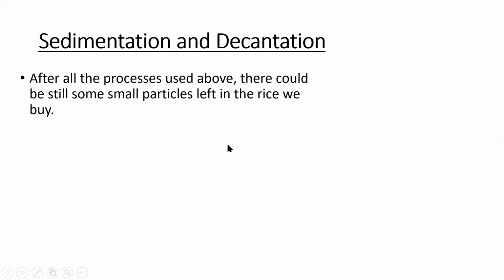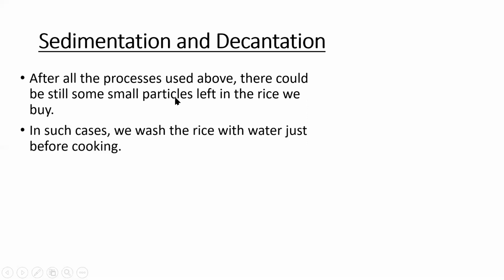Now, if the mixture is in the form of, say, solid and liquid, then we'll have to go for sedimentation and decantation. So let's try to understand these processes. Earlier we discussed the rice, right? So if we are hand picking impurities from the rice, winnowing and all things are carried out, even after carrying out all those processes, chances are there that there would be some small dirt particles left along with the rice. All right. Then we have to wash the rice with water just before cooking.